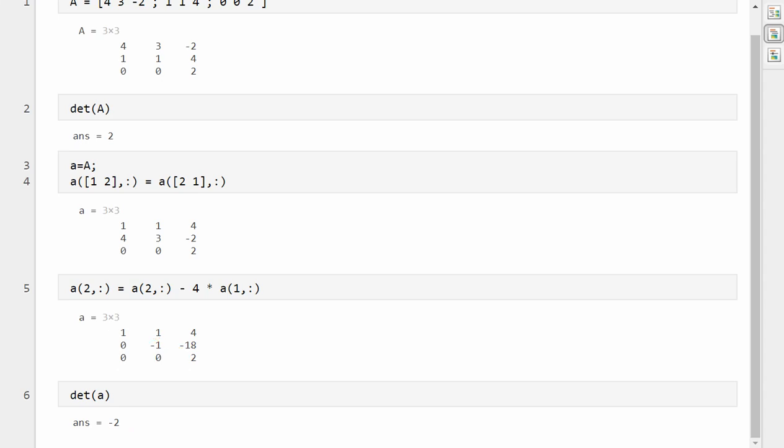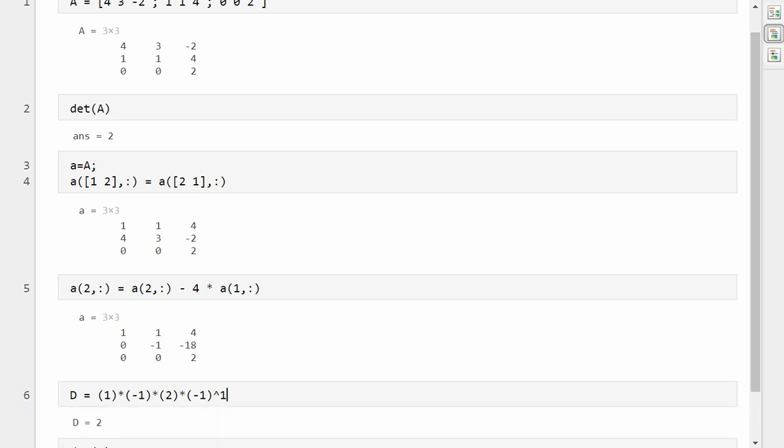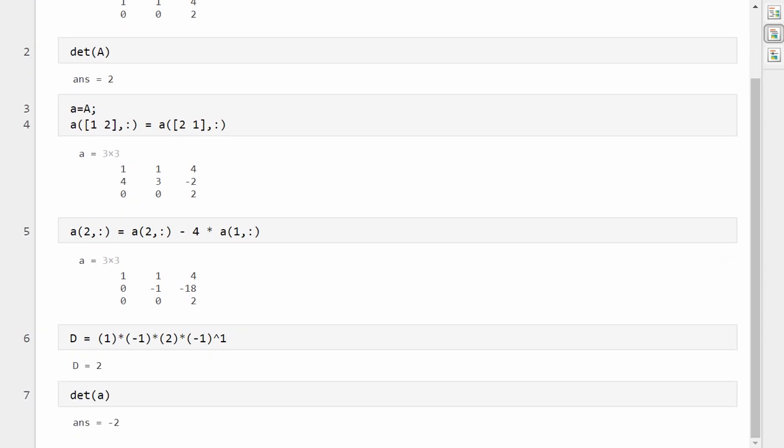So let me jump out of here and calculate, right? So our value D for the determinant will be 1 times negative 1 times 2, right? I'm just taking the product of the main diagonal entries. Then I take minus 1 raised to the number of row swaps. Well, we did one row swap, all right? So when I calculate the determinant, notice that I get 2. And if I calculate the determinant of capital A, I get 2, right?